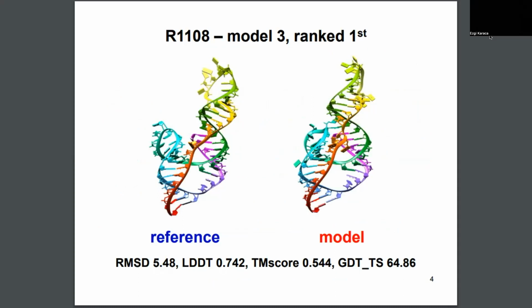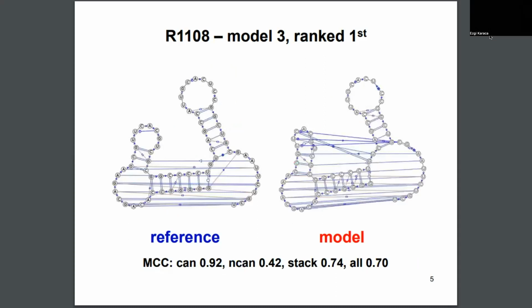So for instance, in our model, we mispredicted the interaction between this loop and the potential receptor here. There's no such interaction in the experimentally determined structure. We predicted that there would be some interactions here, and as a result, the secondary structure in the model is slightly different, and some of the other interactions are also different. So the overall contacts are similar.